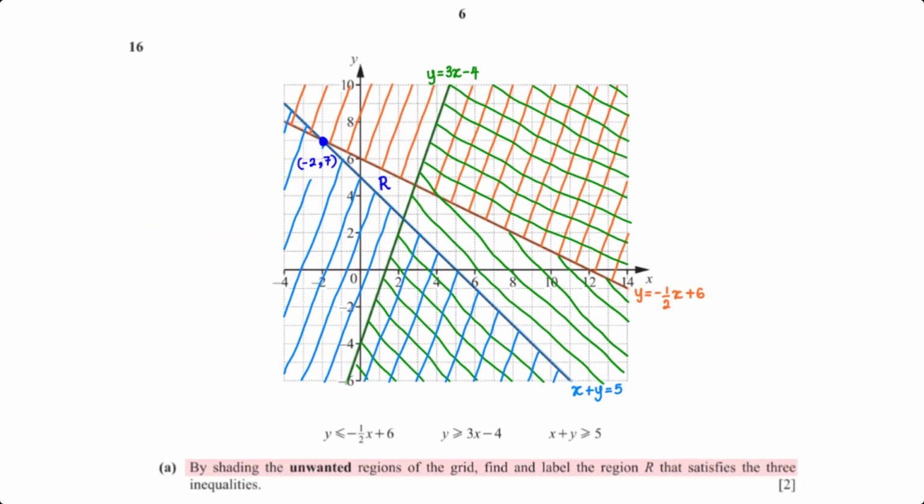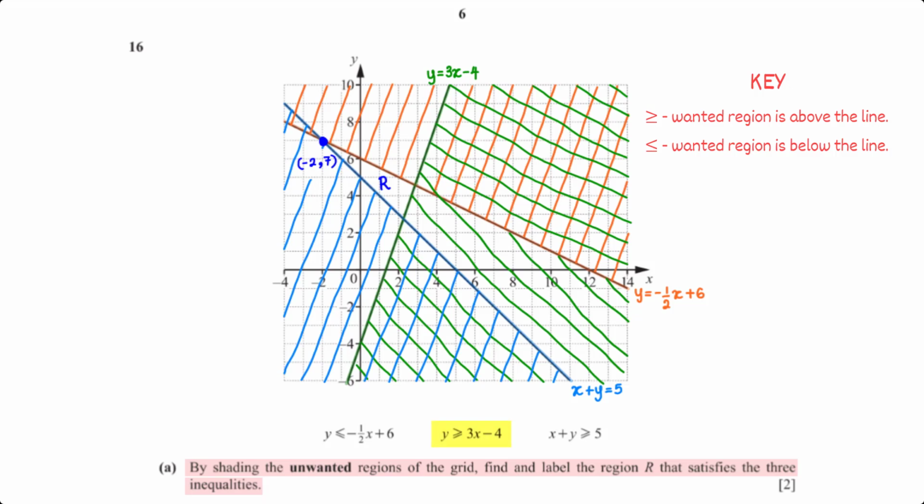By shading the unwanted regions of the grid, find and label the region R that satisfies the three inequalities. There are three lines on the diagram, which are the boundaries for the three inequalities. So first, we identify the equation of each of the lines. We can start shading the unwanted regions. For y is less than or equal to negative half x plus 6, the wanted region is below the line y equals negative half x plus 6, and so we shade the region above the line.